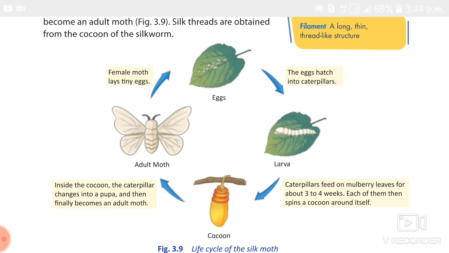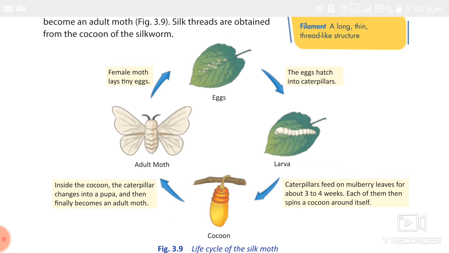After that, it secretes fine filaments from 2 glands on its head. These filaments are made up of protein that hardens when exposed to air. These filaments are the silk fibers. The silkworm deposits filaments in layers around its body through figure of 8 movements of the head, forming a structure called the cocoon.